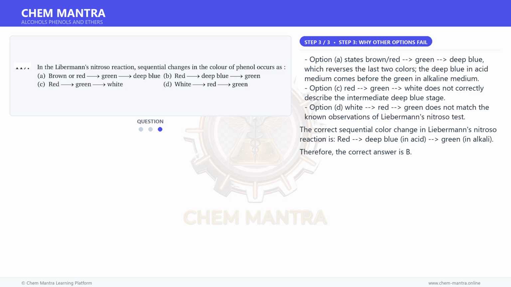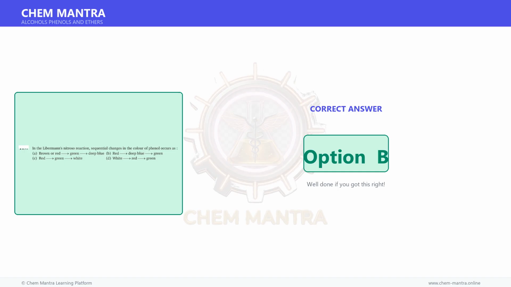Option D, white, red, green, does not match the known observations of Lieberman's nitroso test. The correct sequential color change in Lieberman's nitroso reaction is red, deep blue in acid, green in alkali. Therefore, the correct answer is option B.